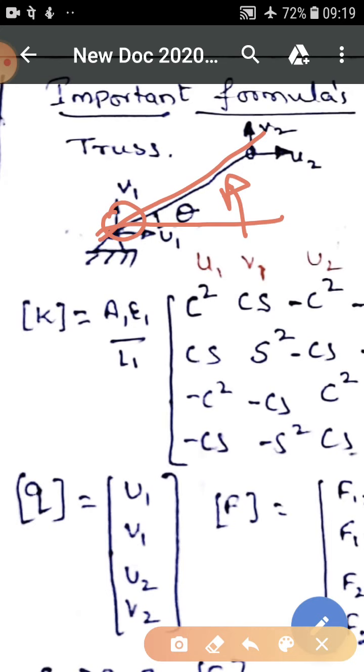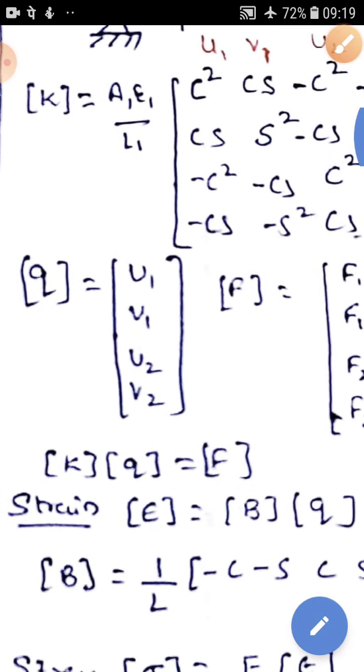You can use trigonometric relations to get the value of theta. If the theta value is given in the problem, that is well and good. If not, you have to use trigonometric relations. Next, what are the nodal displacements associated with it?